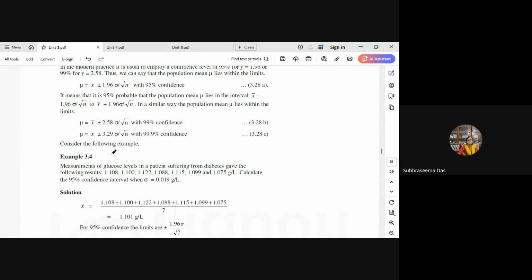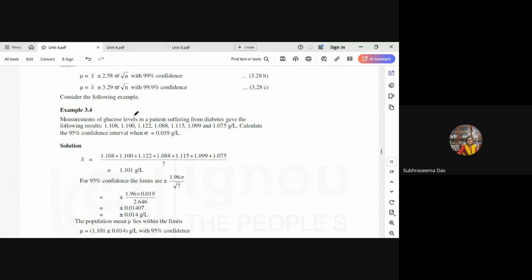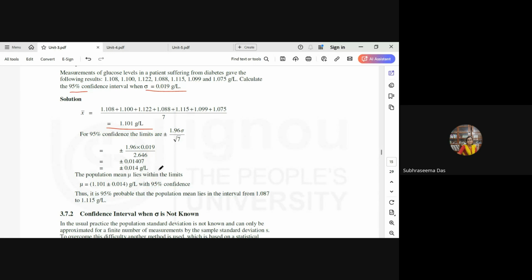In example 3.4, it is shown that measurements of glucose levels in a patient gave the following results. Here the 95% confidence interval is to be given when sigma is equal to 0.019. To begin with, we calculate x bar. The number of observations is 7, and x bar has been found to be 1.101 grams per liter. In this question, for 95% confidence the limits are plus minus 1.96 sigma by root 7. Once we get this, we can find the confidence limit. Since the value of sigma is known, putting in the appropriate values we can find the 95% confidence interval.